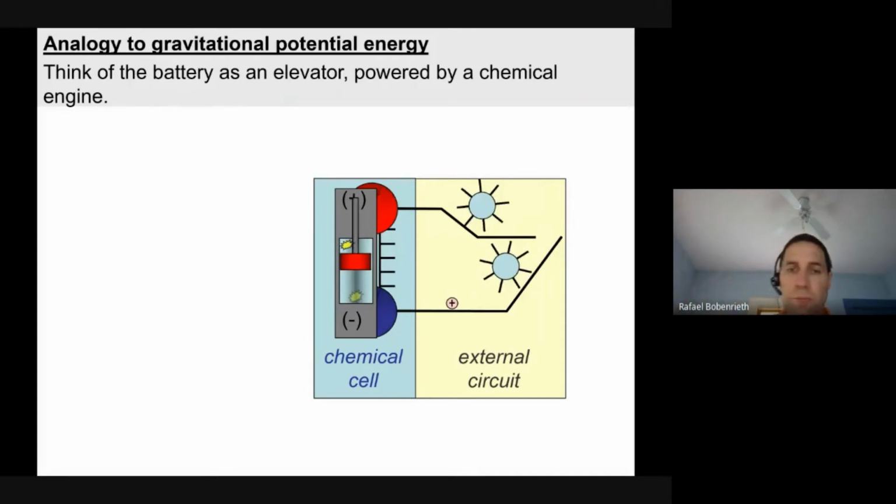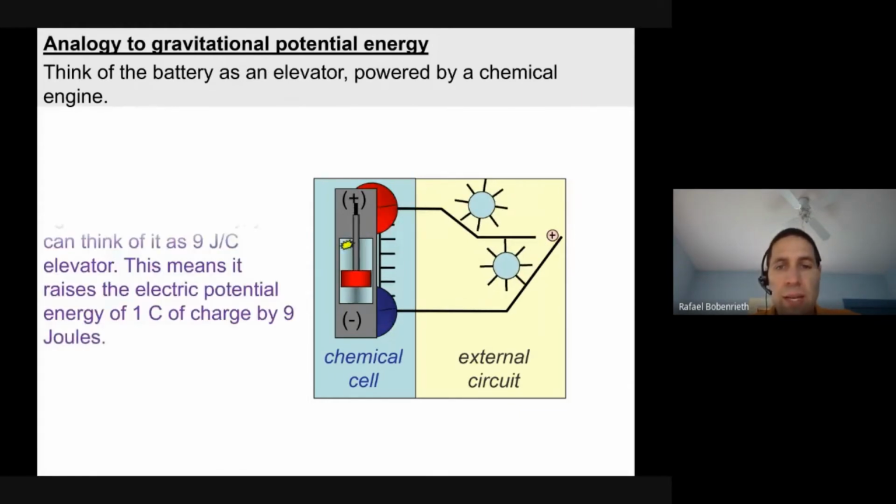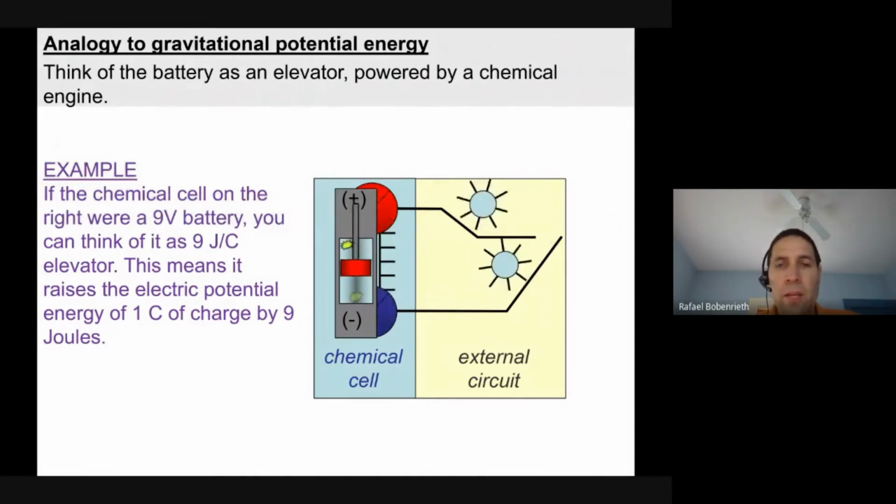Okay, so what's going on here? That chemical cell, that battery on the left, you can think of it as an elevator of sorts. And notice what it does to that positive charge. It basically takes that positive charge from a lower potential spot and raises it to a higher potential. So let's say that chemical cell was a 9-volt battery. Here's how you can think of it. It's an elevator that takes positive charge and raises its electric potential energy at a rate of 9 joules per every coulomb.